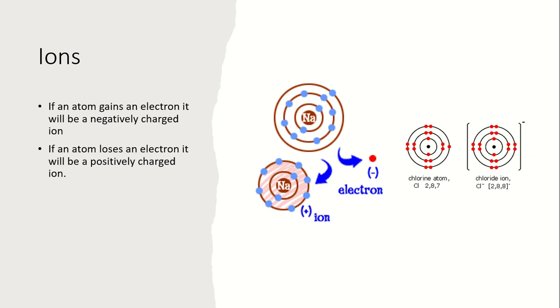Ions. If an atom gains an electron, it will be a negatively charged ion. For example, sodium will give an electron to chlorine, making chlorine negatively charged. So this is a chloride ion. If an atom loses an electron, it will be a positively charged ion. When sodium loses its electron, it becomes positively charged because it has more protons than it does electrons.